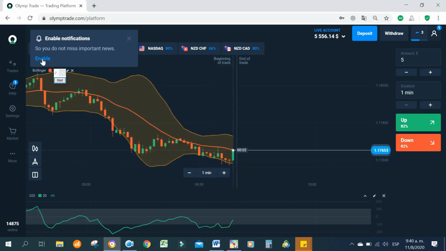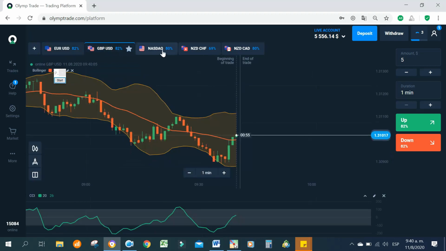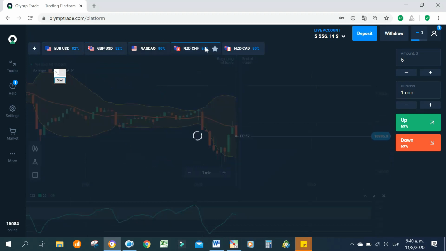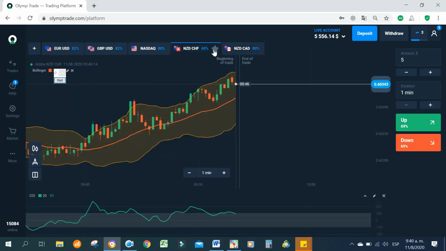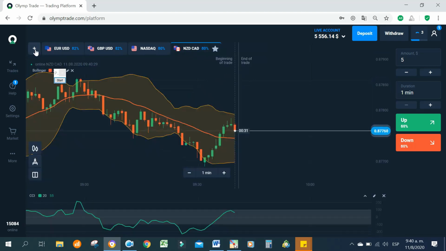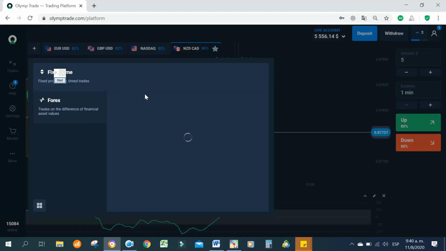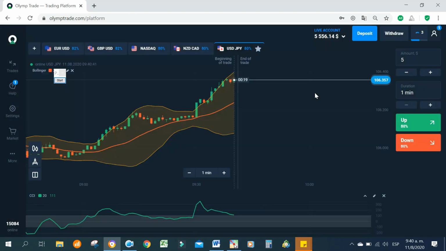So let's see if we can make another entry in the other part. Let's see the Nasdaq. Nasdaq is good to trade. Okay, let me take this one off because it's offering just 69%. I like to trade pairs which offer more than 80% profit. Okay, let me see if we have another one. Yeah, this one might be good.